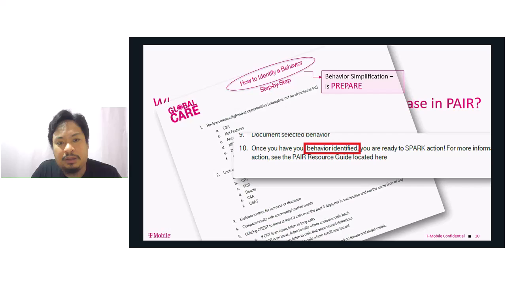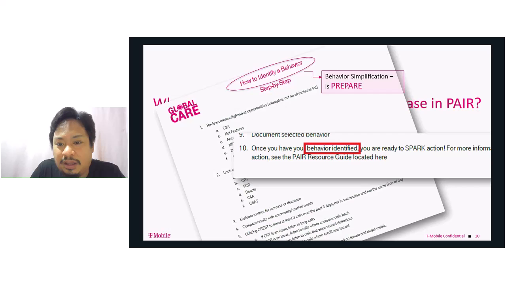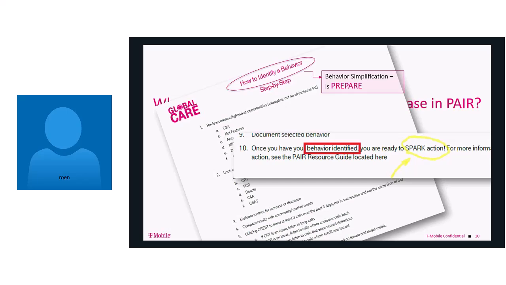Meaning, spark action. Let's get someone. Nandyan ka pa ba? Rowan, nandyan ka pa ba? Yes, boss. Don't worry, even if you don't see the screen, I'll just ask you something. Once you're done with prepare and then you have a behavior, sabi dito sa screen, you need to spark action. What is this step in pair? When you say spark action, is it the P, the A, the I, the R? A. Pwede ka manghula. Chill ka lang. So, the answer is A.